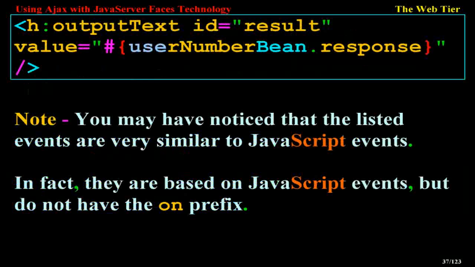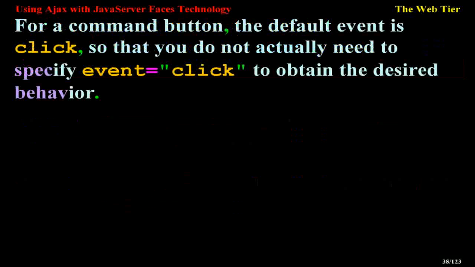Command button output text it equal result value equal user number bean. Response. Note, you may have noticed that the listed events are very similar to JavaScript events. In fact, they are based on JavaScript events, but do not have the on prefix. For a command button, the default event is click, so that you do not actually need to specify event equal click to obtain the desired behavior.